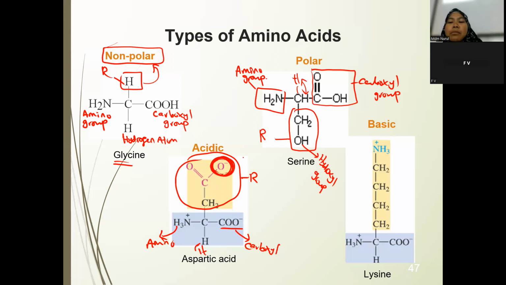Okay, what about lysine? Which one is the R group? Yang kuning ni is the R group. This is the R group. And you can see the R group is positively charged. So that is basic amino acid. Okay, sifat dia adalah base. Alkali lah. Macam tu. Okay, alright.